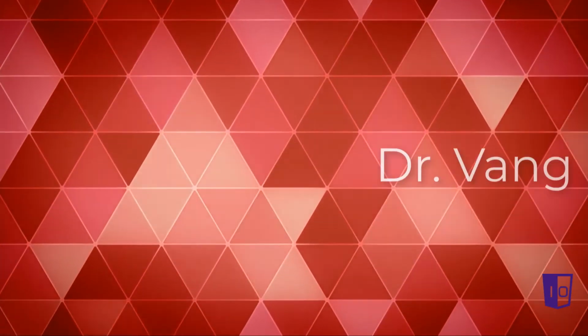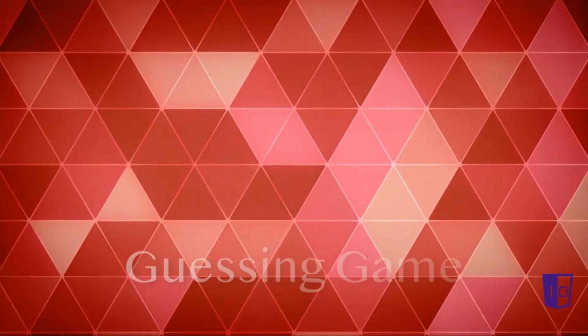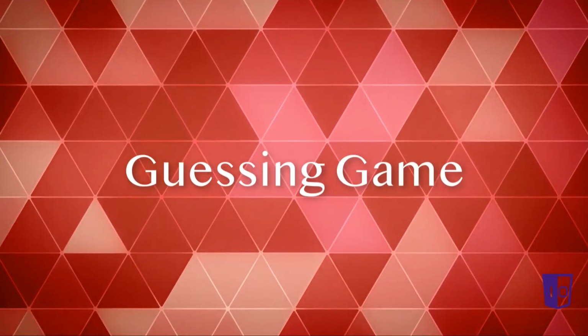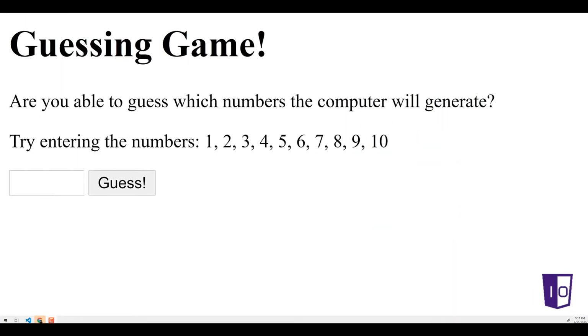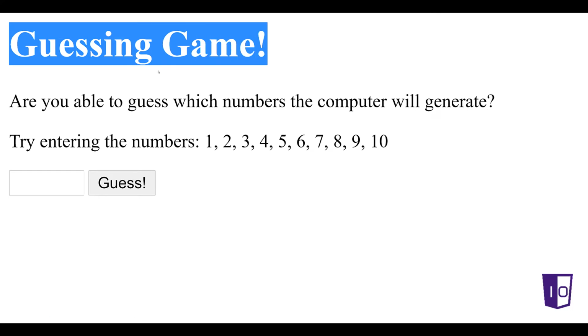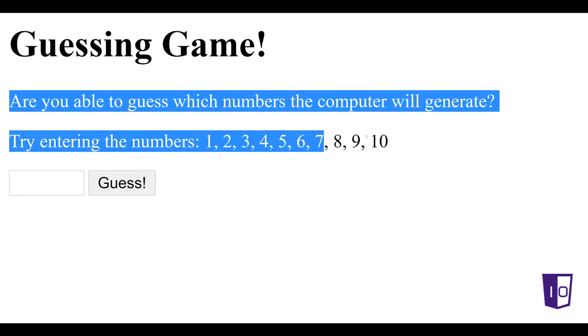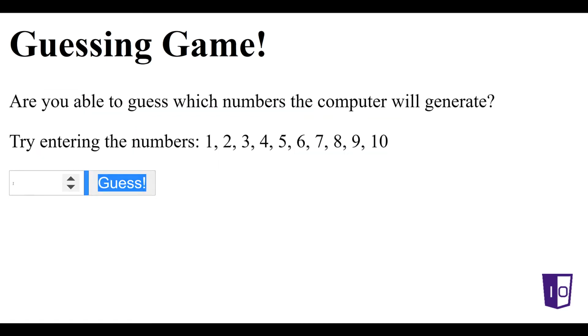I'm Dr. Vang. Today, we'll be coding a guessing game using HTML, CSS, and JavaScript. As you can see here, we have a title followed by some instructions for the user to follow in order to play our game. There's an input box where the user may enter numbers between 1 and 10, and a submission button for the user to submit the guess back to the computer.